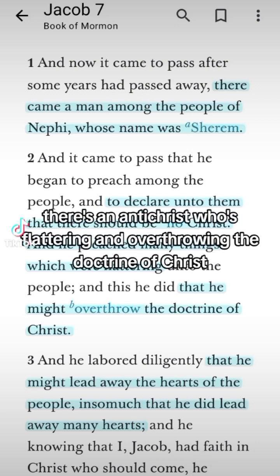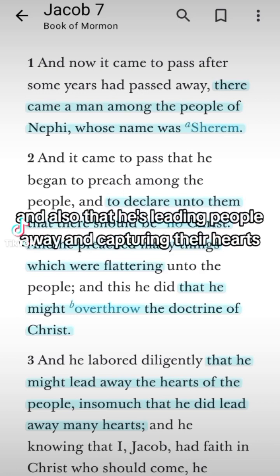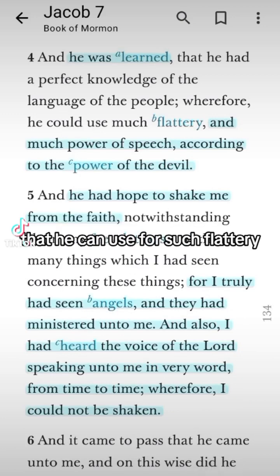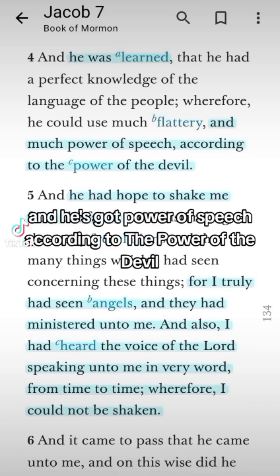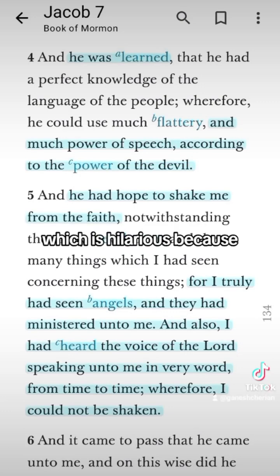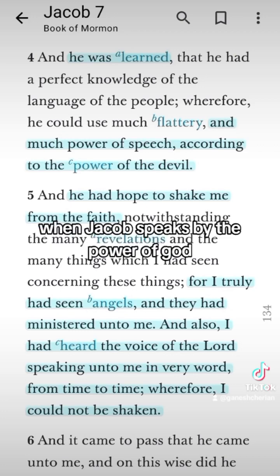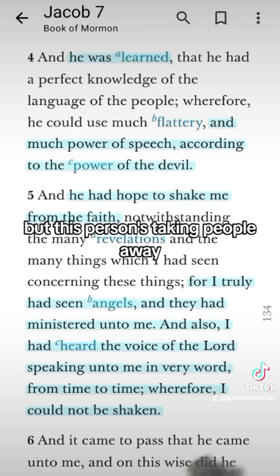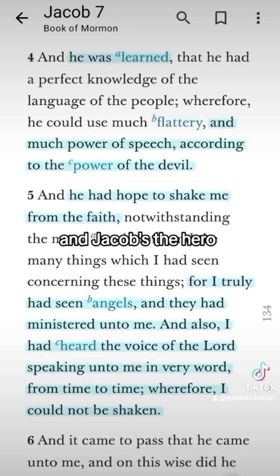There's an antichrist who's flattering and overthrowing the doctrine of Christ, and also that he's leading people away and capturing their hearts. He's learned and he has that perfect knowledge of the language that he can use with such flattery, and he's got power of speech according to the power of the devil, which is hilarious because, of course, when Nephi speaks or Jacob speaks by the power of God and they can command, then it's something special, but this person's taking people away. And Jacob's the hero.